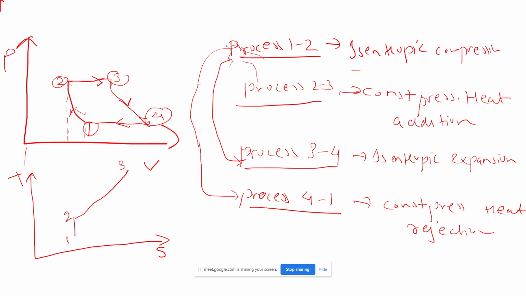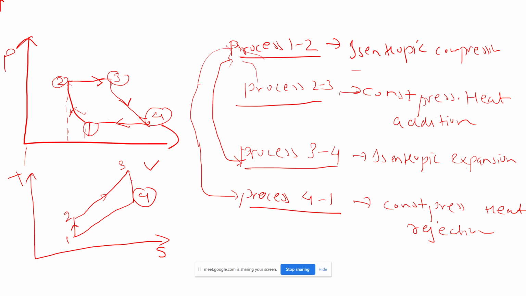Because of the expansion, what will happen? The pressure will go down again, and also the temperature will go down, because the work is being done by the turbine. Because of that, the fluid is expanding, and the temperature and pressure are dropping down. Now from 4 to 1, because of the heat rejection, the process will come back to its original position and regain its original condition.